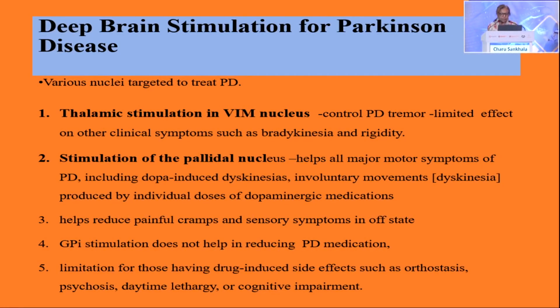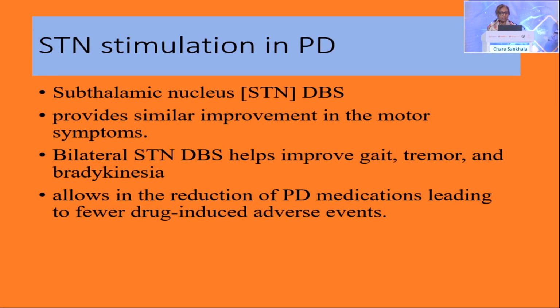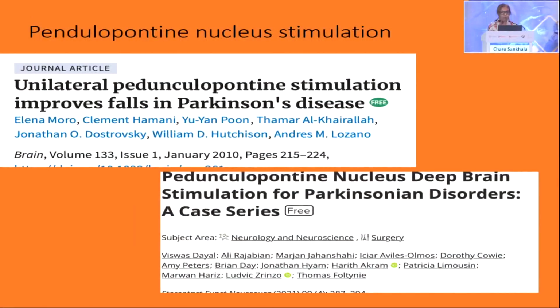But GPi stimulation does not help in reduction of the PD medication. So if you have drug-induced side effects in Parkinson's patients, such as orthostasis, psychosis, daytime lethargy, cognitive impairment, then you're not going to choose globus pallidus stimulation. You're going to resort to STN stimulation. STN stimulation provides a similar improvement in the motor symptoms, but it improves gait, tremor, and bradykinesia, and it allows a reduction in the PD medication, leading to fewer drug-induced adverse events.